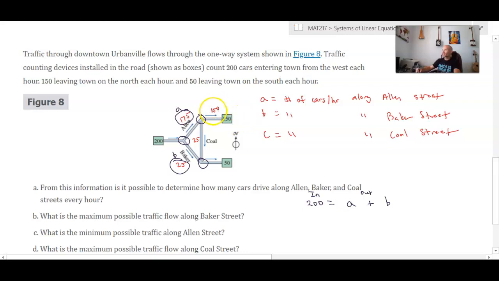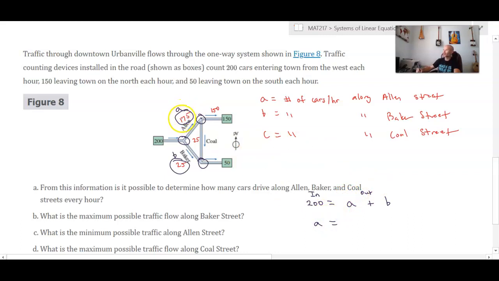Now, this is an interesting setup now because we have that 150 plus 25 is 175, but also if we think about it as the number of cars in must equal the number of cars out. We have A cars coming in. We don't know what that number is going to be.